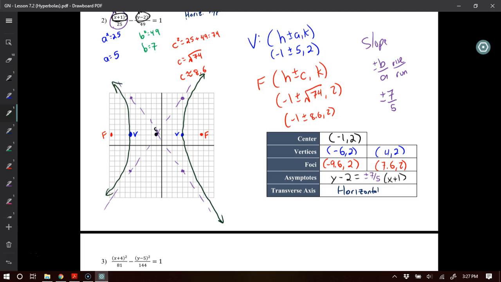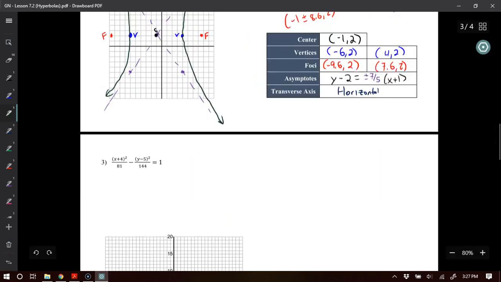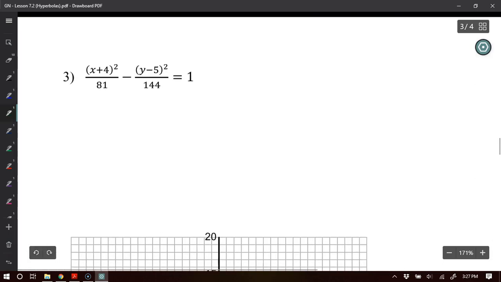So let's look at the third example. Remember, the first concept is being able to identify all parts of a hyperbola and graphing. So this is what we're doing first. Again, I take a look right away. This looks like it's horizontal.